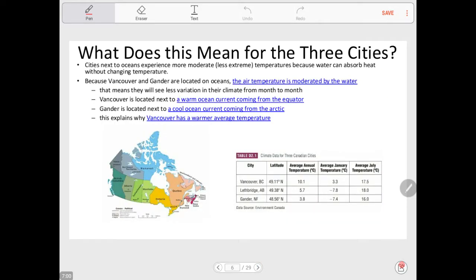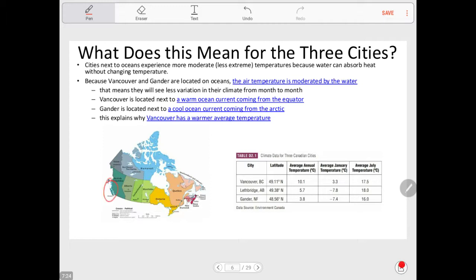So now, what does this mean for the three cities? Cities next to oceans experience moderate, less extreme temperatures because water can absorb heat without changing temperature. Because Vancouver and Gander are located on oceans, the air temperature is moderated by water. Now, I'm going to be kind of general here. We're talking about Vancouver and Gander. So let's just go like this.